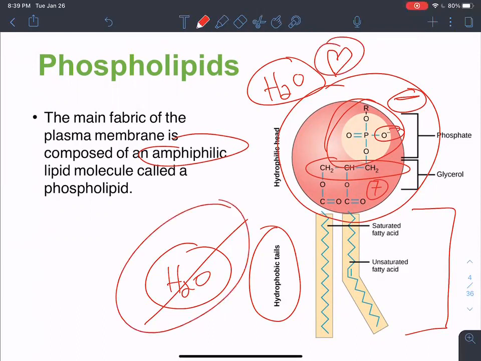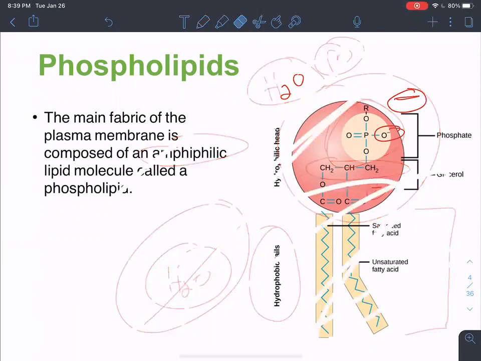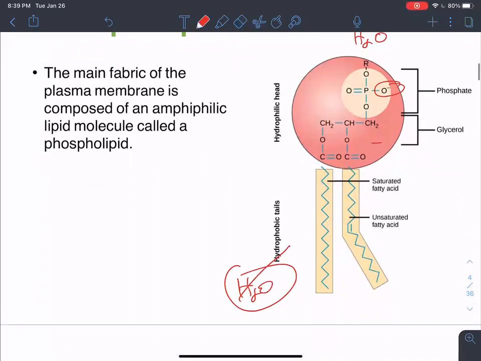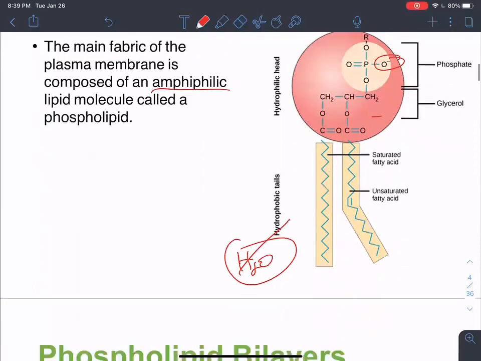I made that slide really congested. So basically all you've got to remember is we love to touch water up here. We do not want to touch water down here. All right, so that's what gives it its amphiphilic or amphipathic nature.